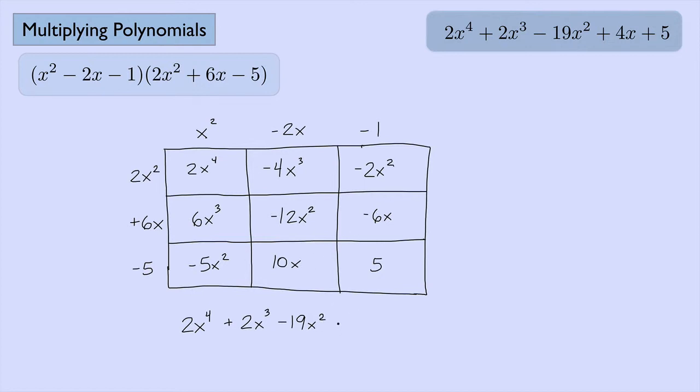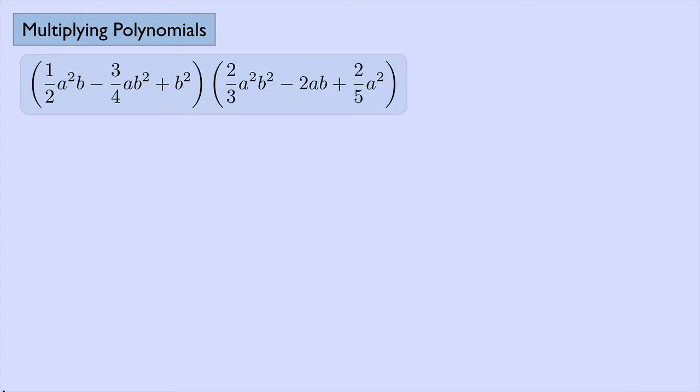10x minus 6x, that's 4x. And lastly, I have a 5. And you see, we get the same thing that we had before. Let's look at one more example.